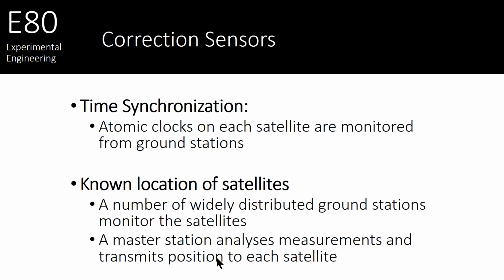Now, the time synchronization is done with atomic clocks on each satellite. And those ground stations I mentioned a couple slides ago are actually used to monitor and help synchronize all these clocks. Now, we need to know the locations of the satellites as well. The ground stations are also used to help monitor the positions. The master station will analyze all these measurements and transmit the positions to each satellite. So now, each satellite should have a pretty well time synchronized clock and know its position. And it can actually send this data and transmit it to our handheld receivers.